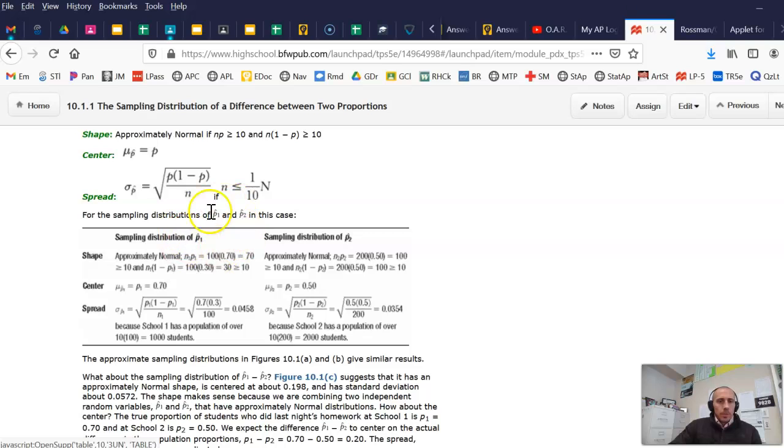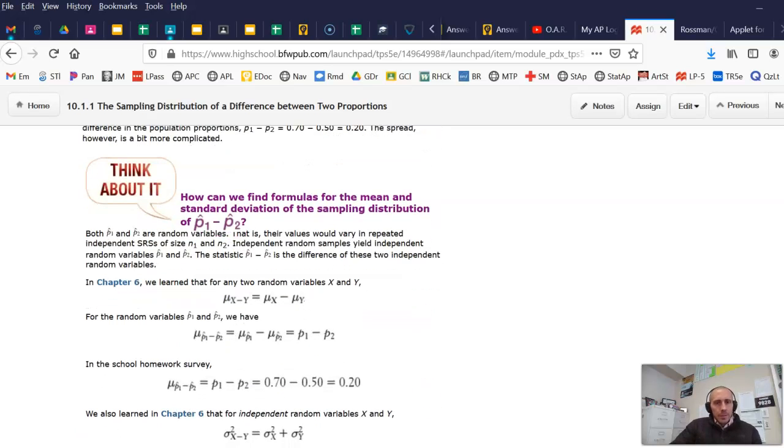Say we have a group of males and a group of females that we're looking at. Individually, we would have just what we have. The shape: check the large counts condition for each. The center: they should be centered at the true value. And then the variability: you'd have your standard deviation formula just for each. But now we're combining them.